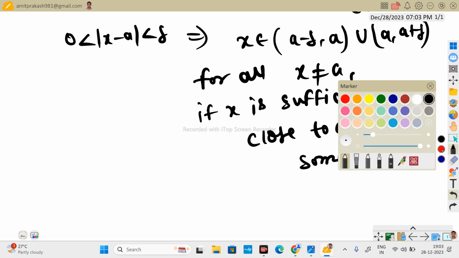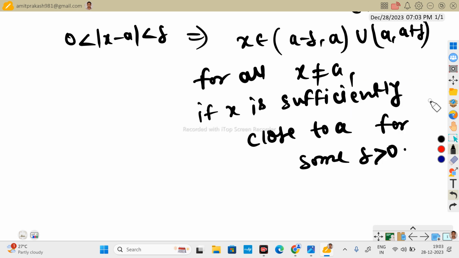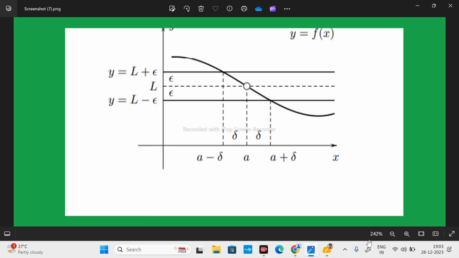The formal definition of the limit tells us that if x is not equal to a and x is sufficiently close to a, then f(x) can be made arbitrarily close to L. Then we say that f(x) can be made arbitrarily close to L when x is sufficiently close to a. So this is the formal definition of limit, and then we say that the limit exists.